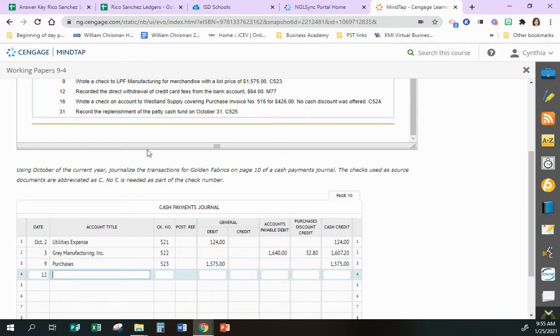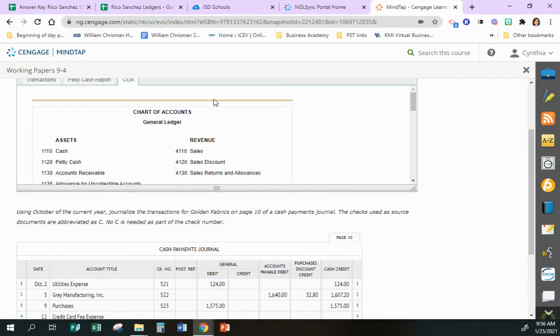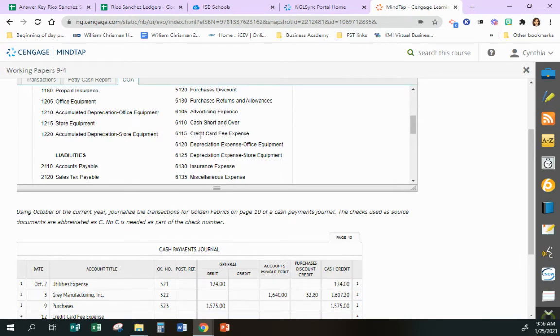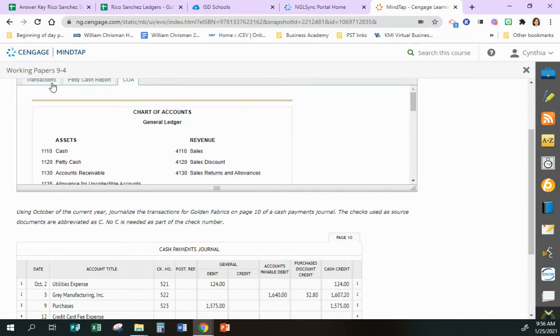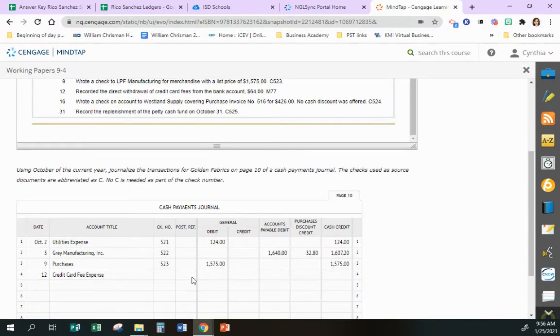Then on the 12th, we have credit card fee expense. And we know that because it says credit card fees here. If you're ever not sure, again, go to that chart of accounts. If there was not an account here that said credit card fee expense, it would go to miscellaneous. So we're going to go ahead and put that in there. This is going to be memo 77, not a check. So you are going to put the M in there. It's going to be a debit there and a credit to cash.